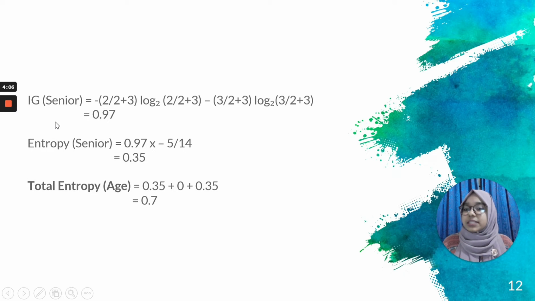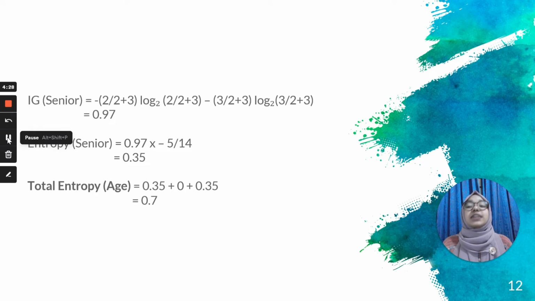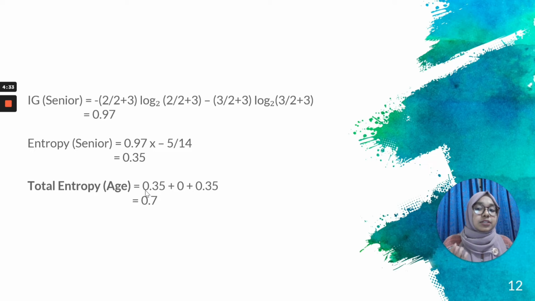Then we have to calculate the information gain of senior and we find 0.97, and entropy will be 0.97 in the probability of senior. The probability of senior is 5 over 14, where 14 is the total number of rows. Now we have to calculate the total entropy of age. The total entropy of age will be the summation of all attributes. So 0.35 plus 0 and 0.35, and the total result will be 0.7.